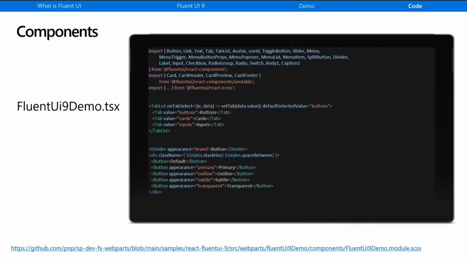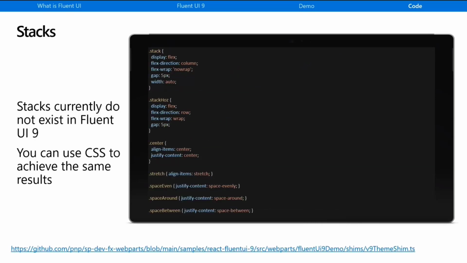Full source code, I think David or somebody has already probably shared the link to the repo for this. One thing to note is stacks currently do not exist in Fluent UI 9. So those that are very familiar with using stacks, they're not in Fluent UI 9 yet. They may not come to Fluent UI 9. So if you want to do it, the simplest method I've found is just to use a bit of CSS to do it. But there are some shims available as well.